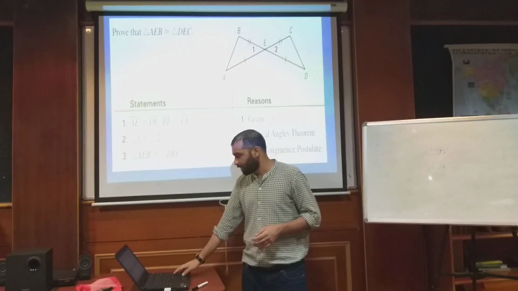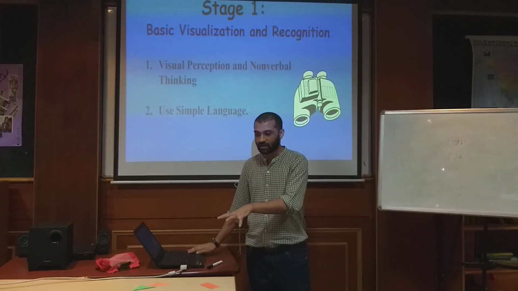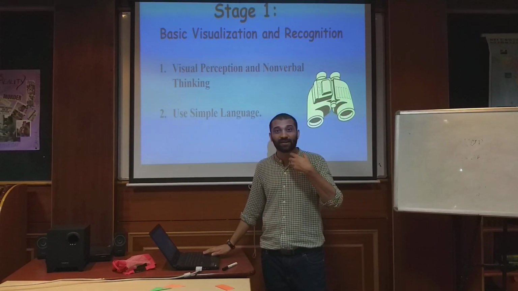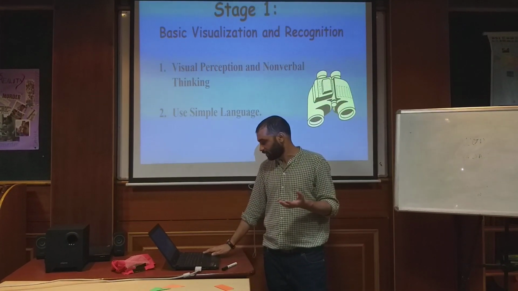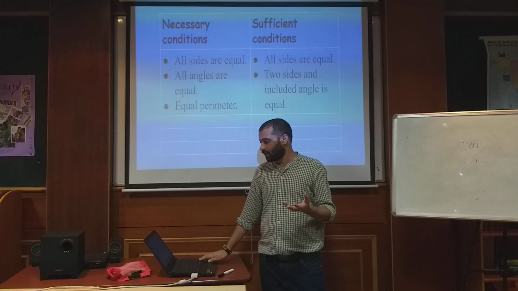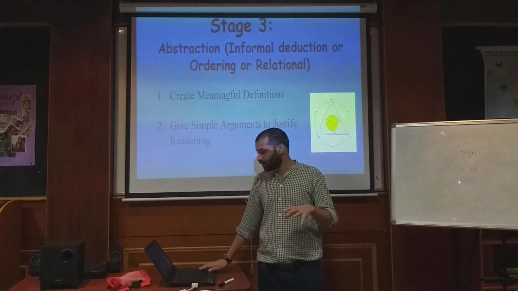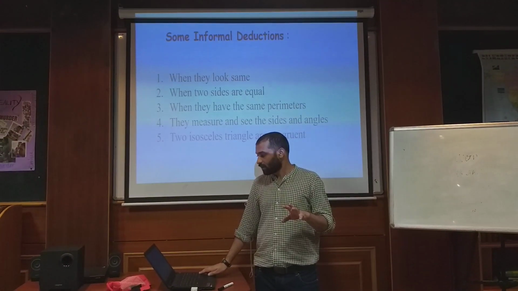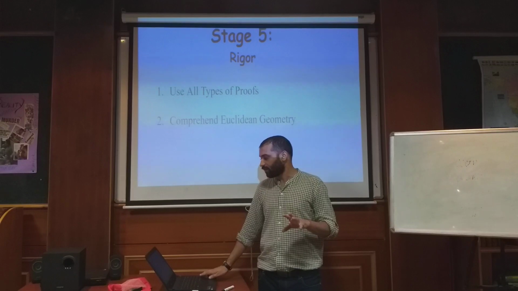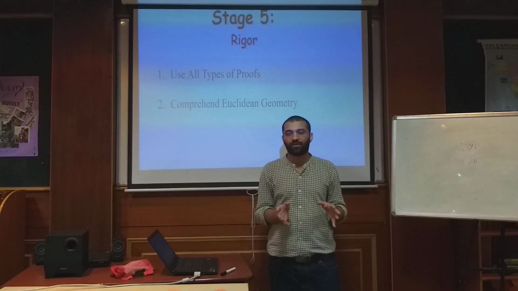So I'll just repeat the thing. The first is basic visualization and recognition, where you're just giving the material, and they are just informally recognizing certain properties. Then they are describing what they have observed. Then the third is abstraction, where they are forming mental abstractions and informal abstractions. Then formal deduction, and then finally rigor. They are ultimately put to final solving of those problems.